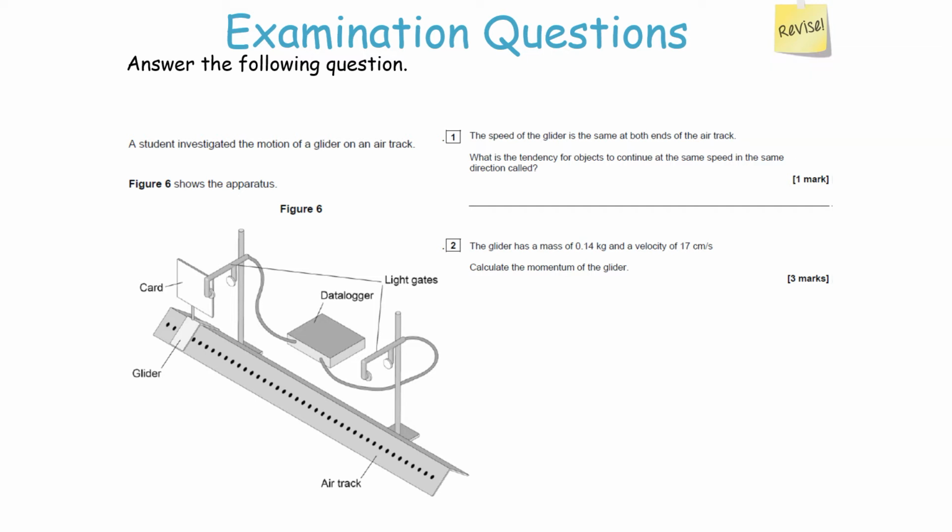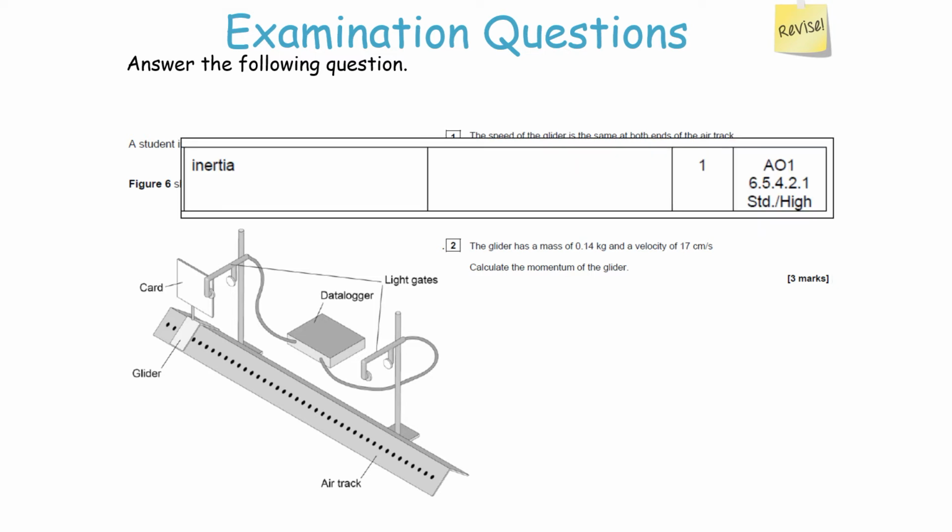So this first question is just a key fact, a key bit of learning, a key definition in physics. We call the tendency for an object to continue at the same speed in the same direction, if no resultant force acts on it, inertia, and it was devised by Sir Isaac Newton. Now the next question is calculate the momentum of the glider. There are a couple of steps to this particular question.